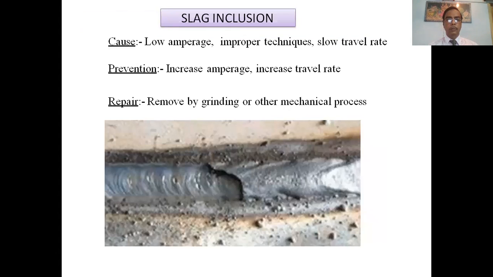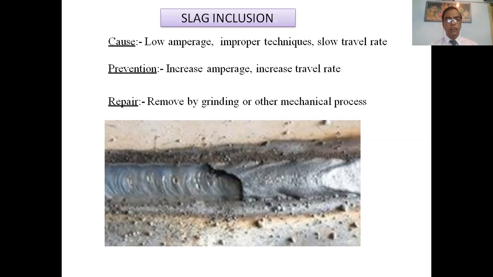Slag inclusions, number 1. During the welding, there may be some slag. Since slag is very light in weight, it will come to the top of the surface. But maybe some slag may be included in the inner depth of the welding.